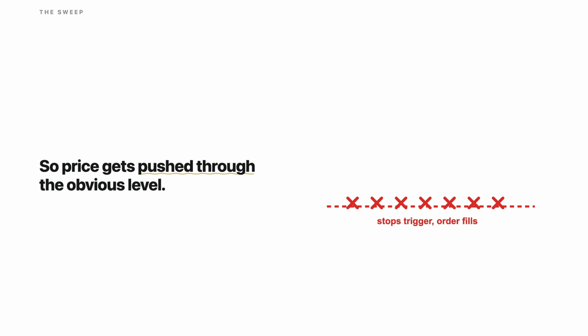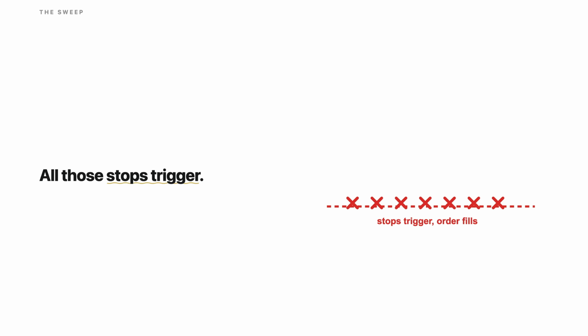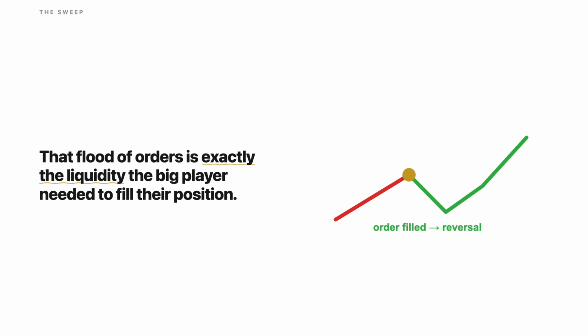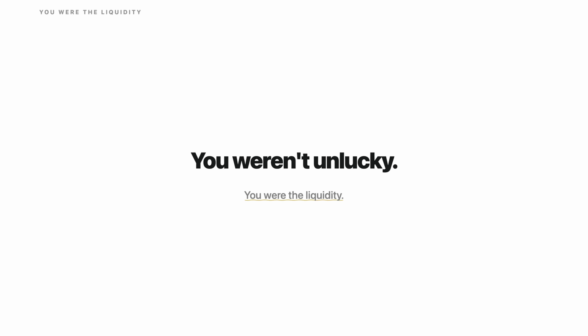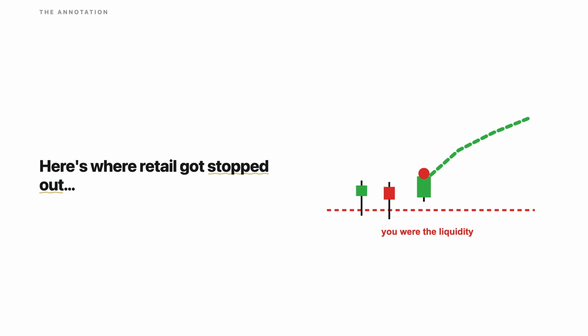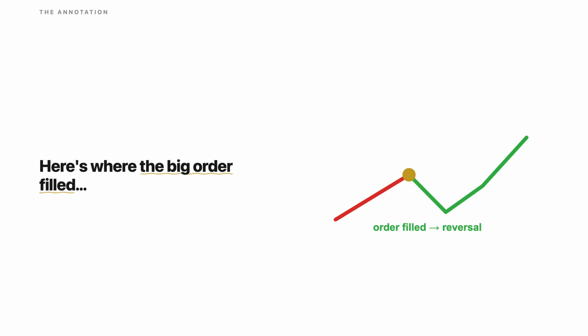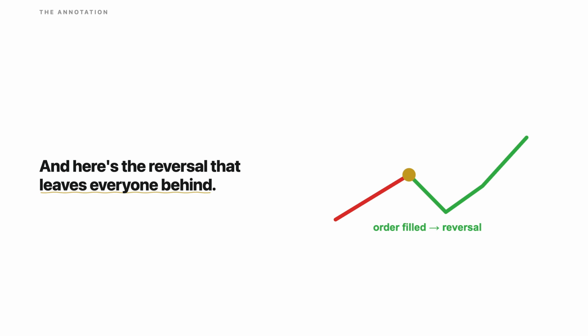So price gets pushed through the obvious level. All those stops trigger. That flood of orders is exactly the liquidity the big player needed to fill their positions. And then with the order filled, price reverses. You were not unlucky. You were the liquidity. Here's where retail got stopped out. Here's where the big orders get filled. And here's a reversal that leaves everyone behind.